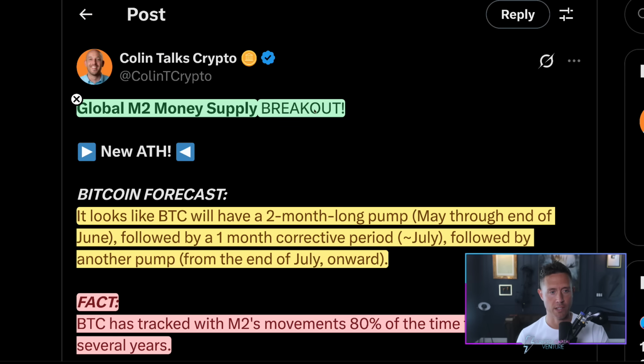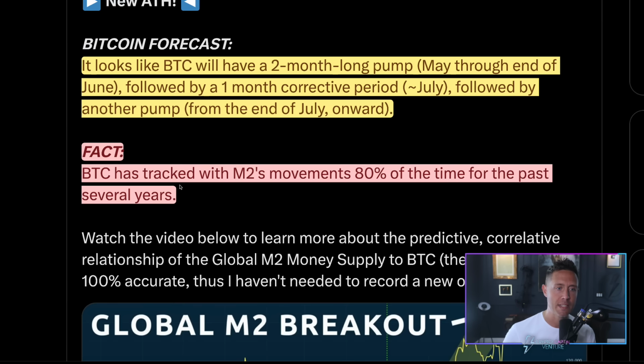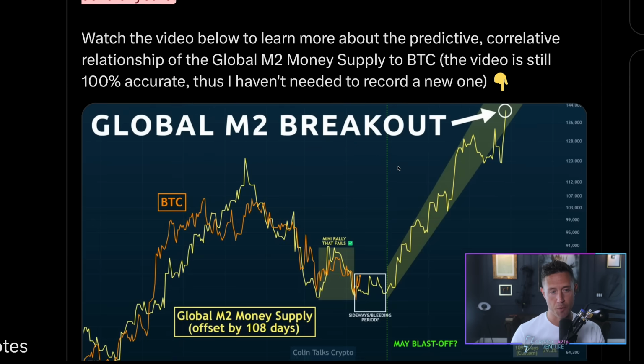So Colin over here on X, global M2 money supply breakout. Look at the data here. Bitcoin forecast, and this is a very bold forecast with specific time frame and dates. It looks like Bitcoin will have a 2-month-long pump, May through end of June, followed by a 1-month corrective period in July, followed by another pump from the end of July onward. So here's a fact, a strong data point. BTC has tracked with M2's movements 80% of the time for the past several years.